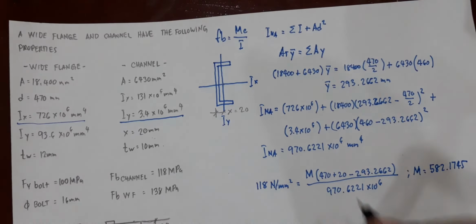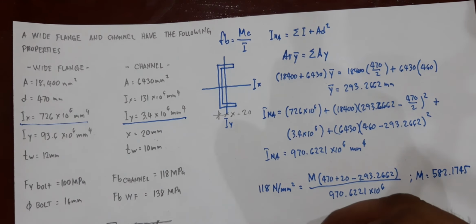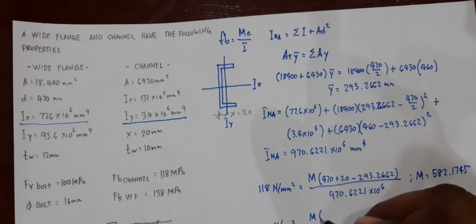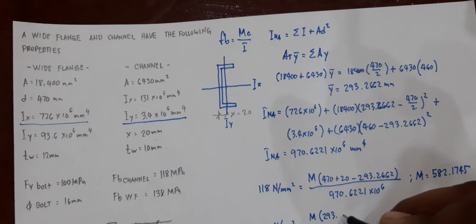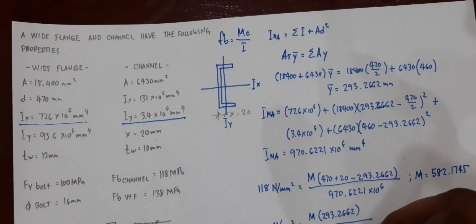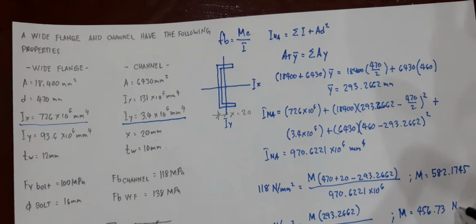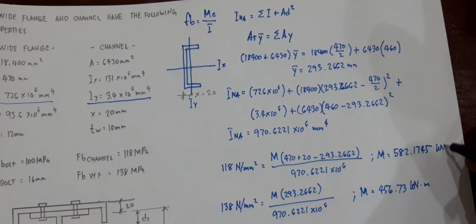Okay? Next, if you were to utilize the tension side of your section, you would have here 138 newtons per mm square is equal to M times 293.2662 divided by 970.6221 times 10 raised to the 6. So you would have here a moment which is equivalent to 456.73. That is in kilonewton meter. Same is true with that one, that is in kilonewton meter.